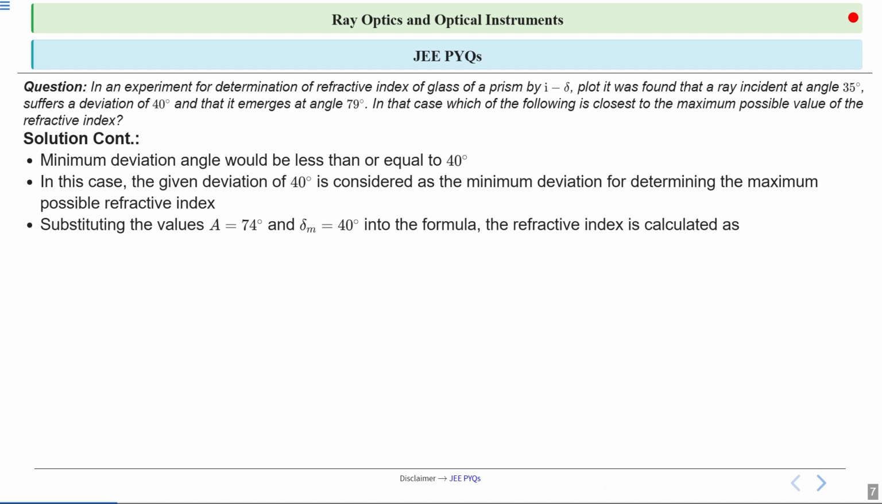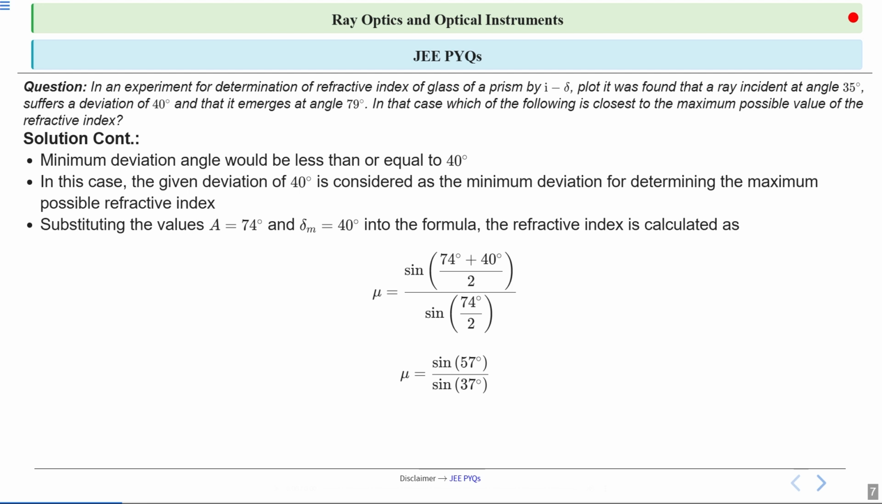Now let's substitute the values into the formula for refractive index. We have the angle of the prism A as 74 degrees and the minimum deviation delta M as 40 degrees. These values will help us calculate the refractive index using the formula. So the formula for the refractive index, mu equals sine of (A plus delta M) by 2 upon sine A by 2. Now by substituting the values, we get mu equals sine of (74 degrees plus 40 degrees) by 2 upon sine 74 degrees by 2.